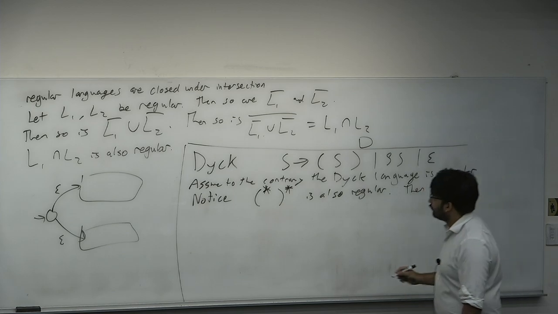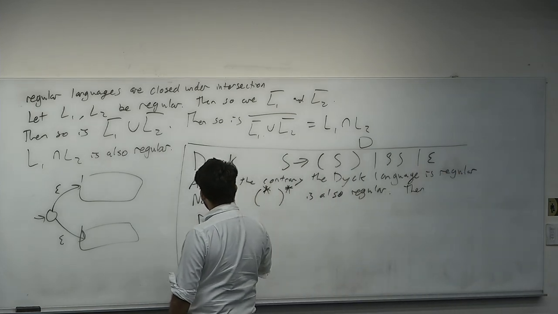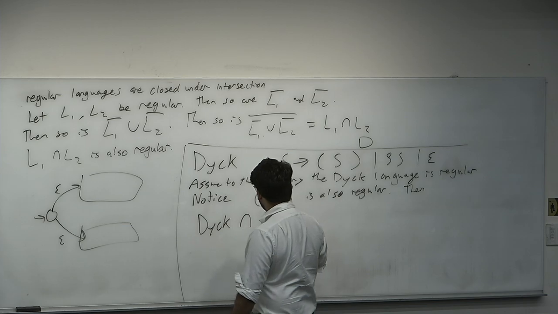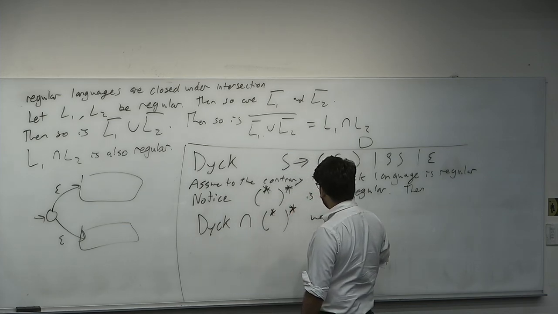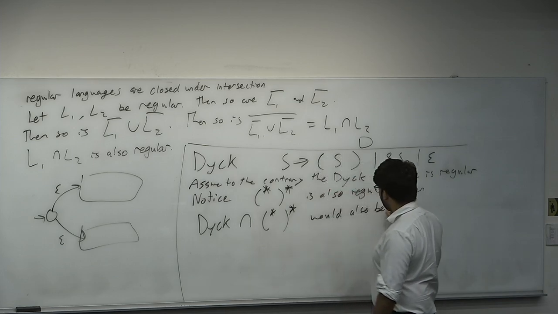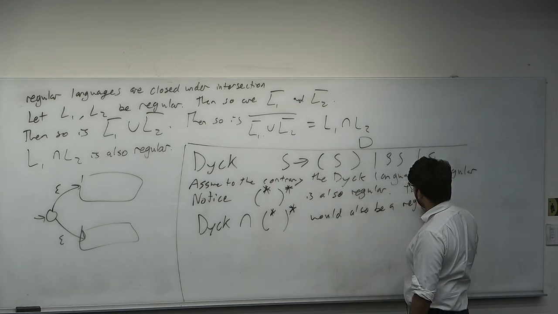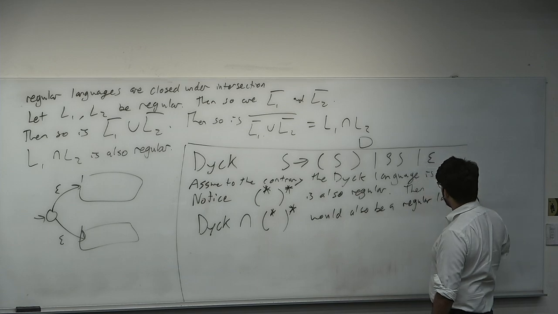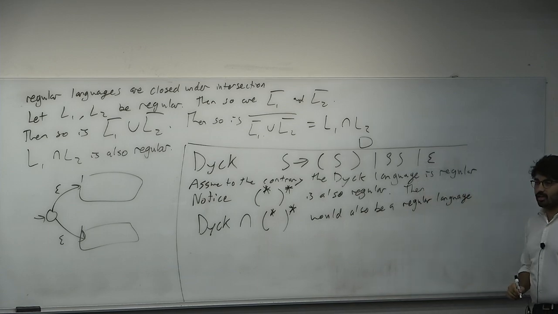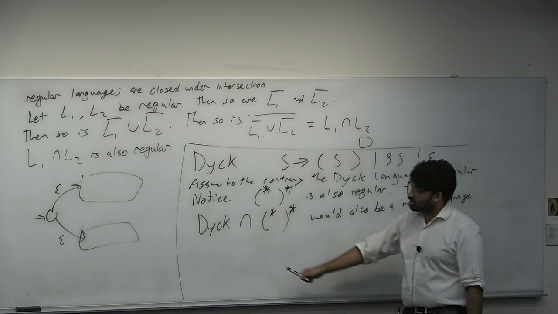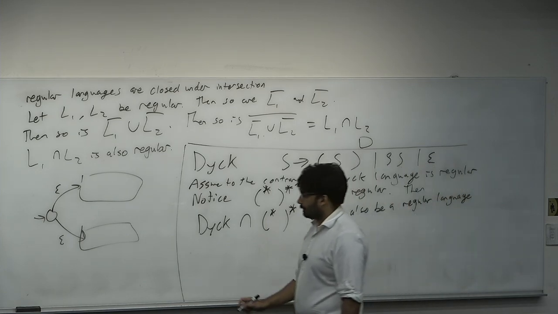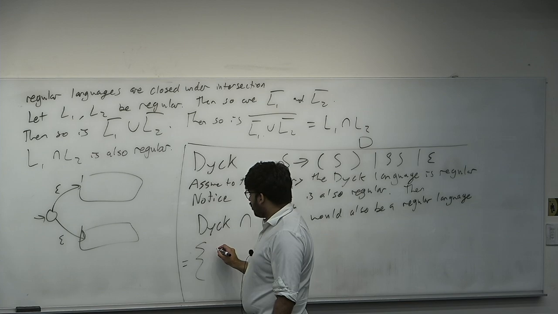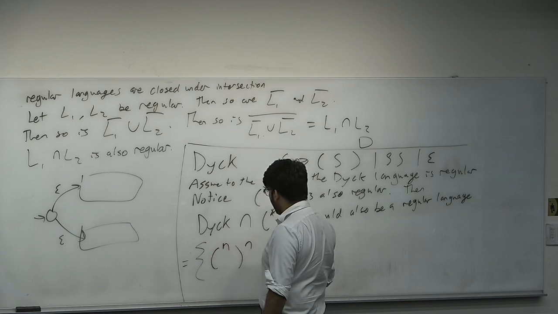Then the Dyck language intersect open star, close star, would also be a regular language. The regular languages are closed under intersection. So you take two regular languages, assuming to the contrary that the Dyck language is regular, you're left with a regular language. What is the intersection of the Dyck language with open star, close star? Parentheses to the n, parentheses to the n. But that equals open parentheses to the n, close parentheses to the n, n is a number.